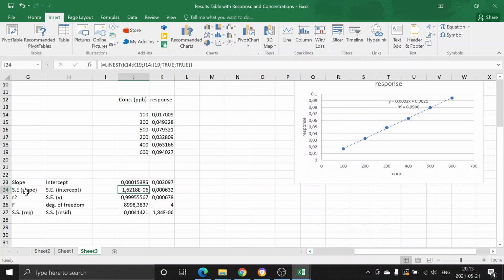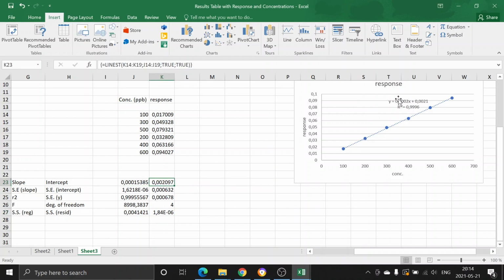This is the standard error in slope, this is the standard error in intercept, this is the R-square value, this is the standard error in the predicted y values, this is the F value, degrees of freedom, sum of squares of the regression, and sum of squares of the residuals. These are the numbers that are created. Of course, you need these two only, slope and intercept.